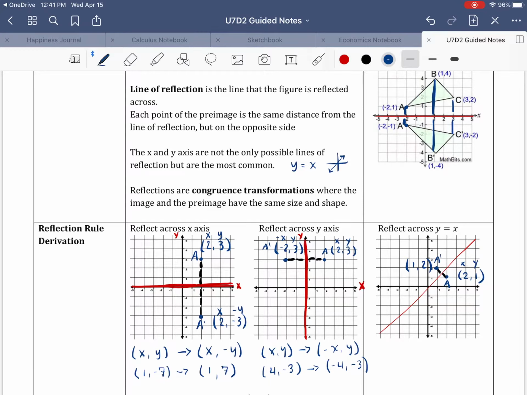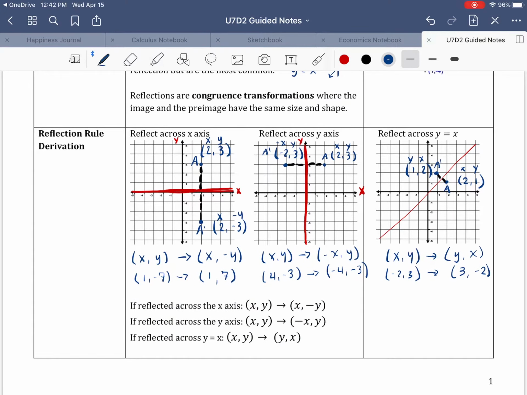So now we have our x and y becoming y and x. We're flipping those two values. So the rule for when it reflects across y equals x is that x, y becomes y, x. If we had -2 and 3, it would become 3, -2. All right, so just summarized right here, we have all of our reflection rules, right? So x-axis, y-axis, y equals x.